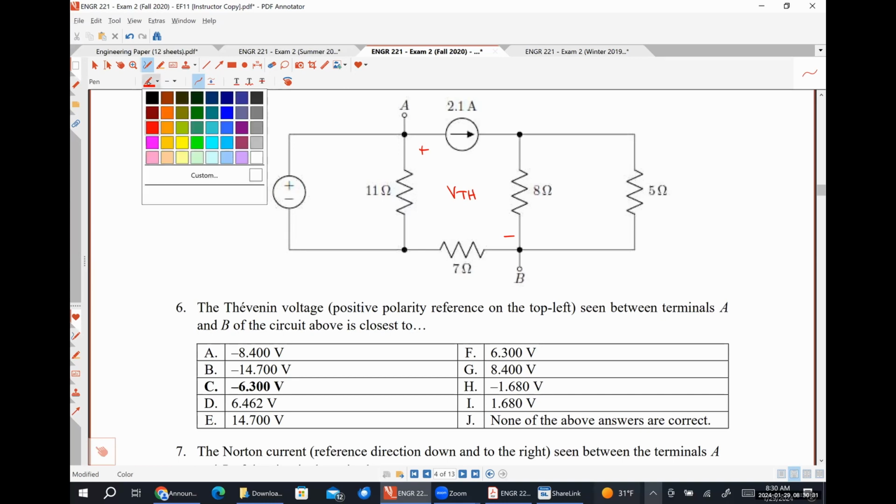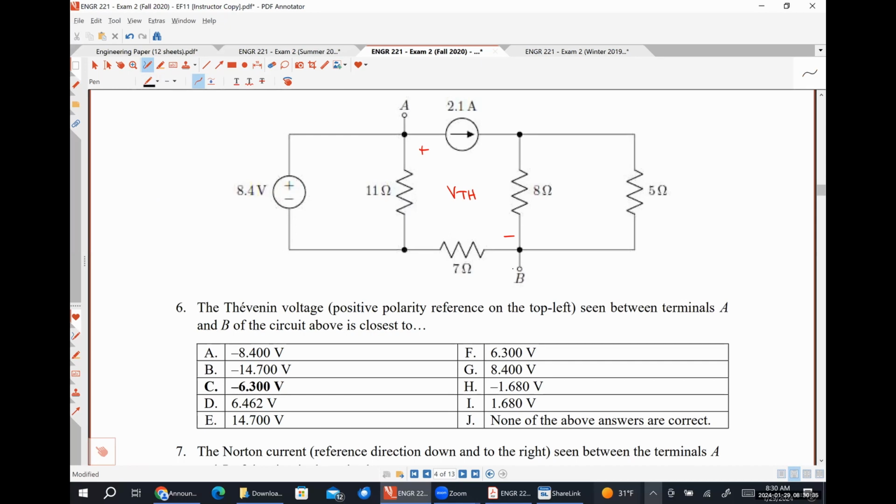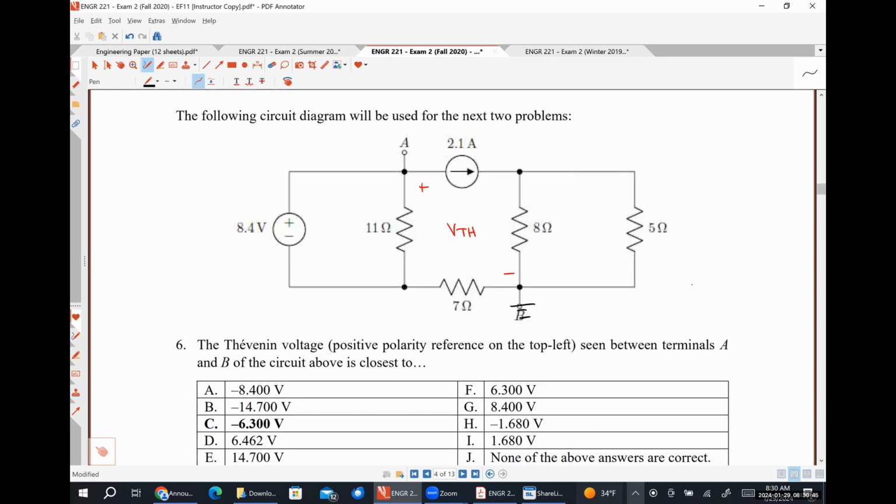I'm going to do nodal, and I'm going to do nodal in the laziest way possible. I'm going to make B my ground so that if I can solve for the nodal voltage at node A with respect to ground, that's my Thevenin voltage, right? So this will be, let's call it C and D, and this will be our nodal voltage VA, right?